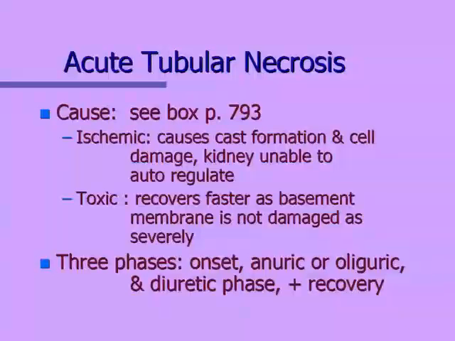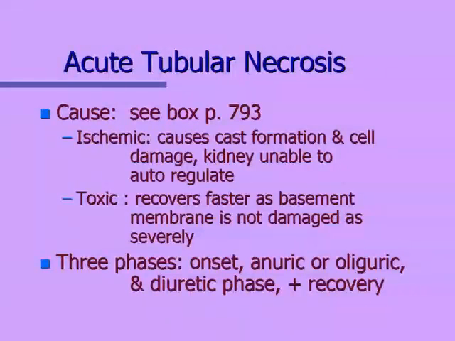And you can have ischemic, which causes cast formation and cell damage, where the kidney is unable to autoregulate, or toxic, where it recovers faster because the basement membrane itself is not damaged as severely.